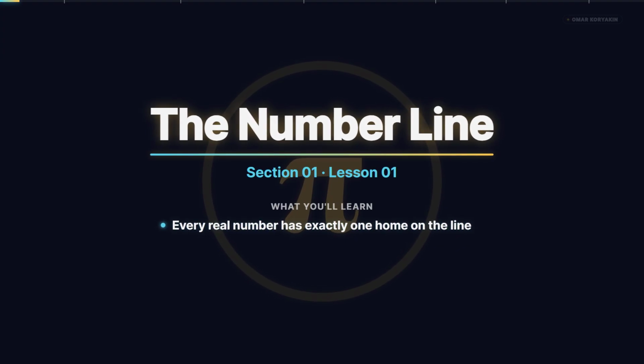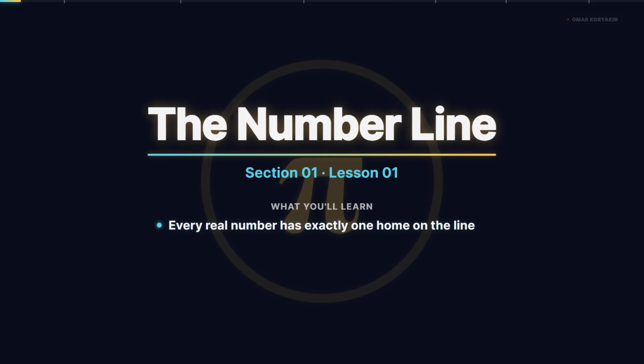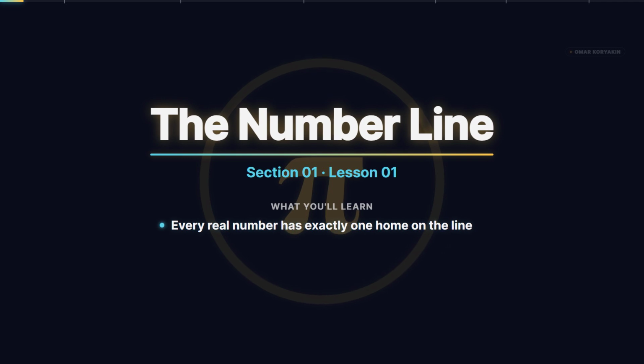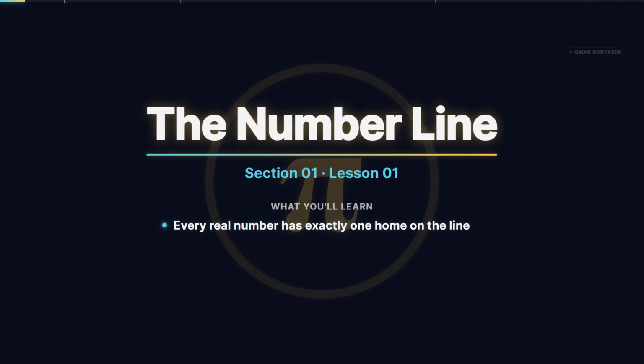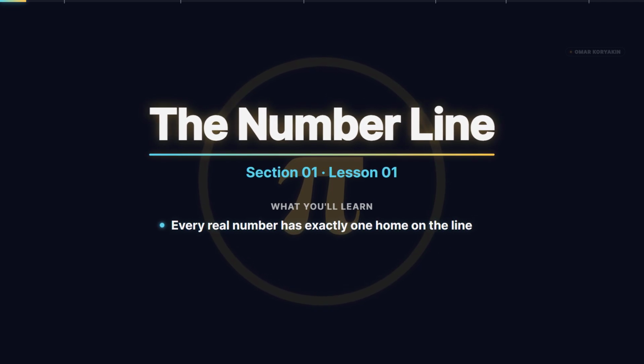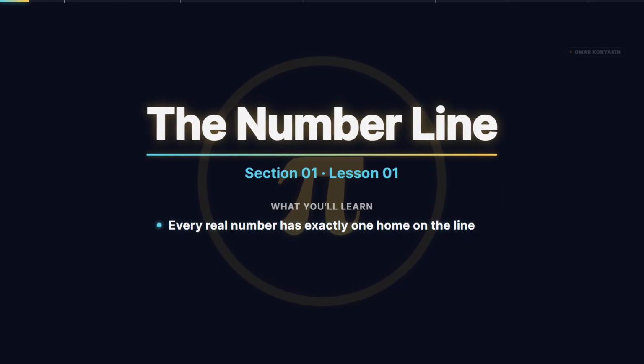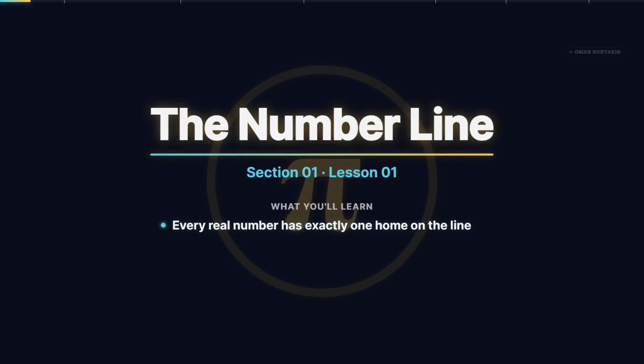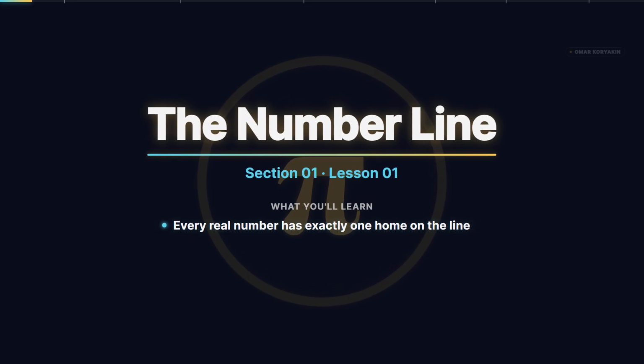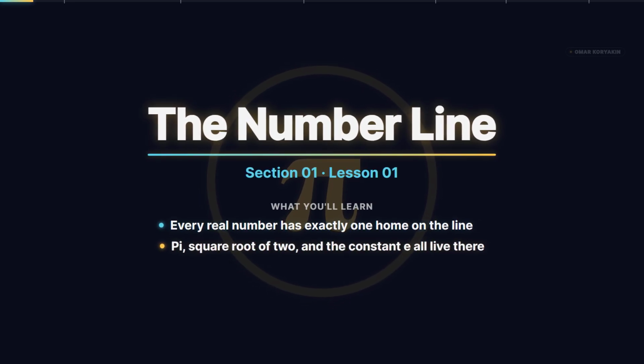First idea on the board. Every real number has exactly one home on the line. Not approximately, not most of the time, exactly one home. Each integer, each fraction, each square root, even pi and e, every single one of them has its own one position. No number is missing from the line, and no two numbers ever share the same spot.